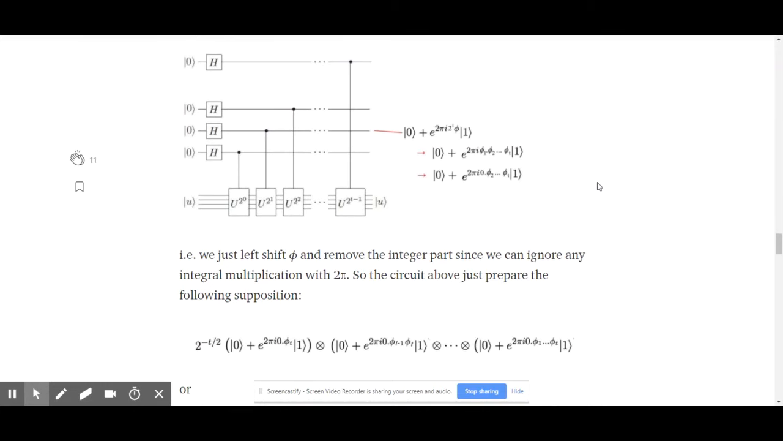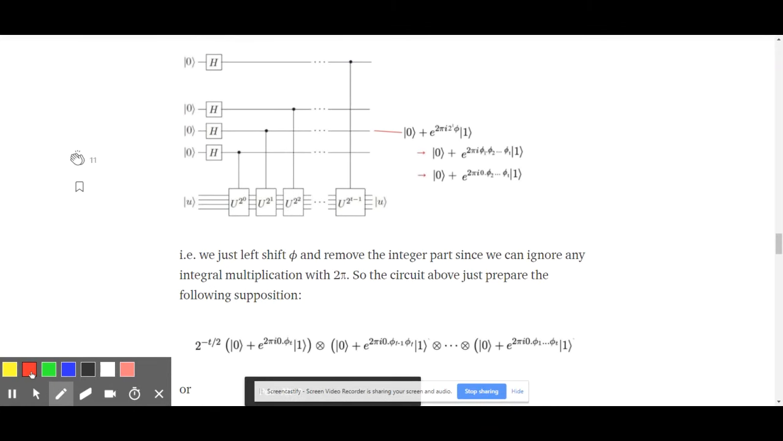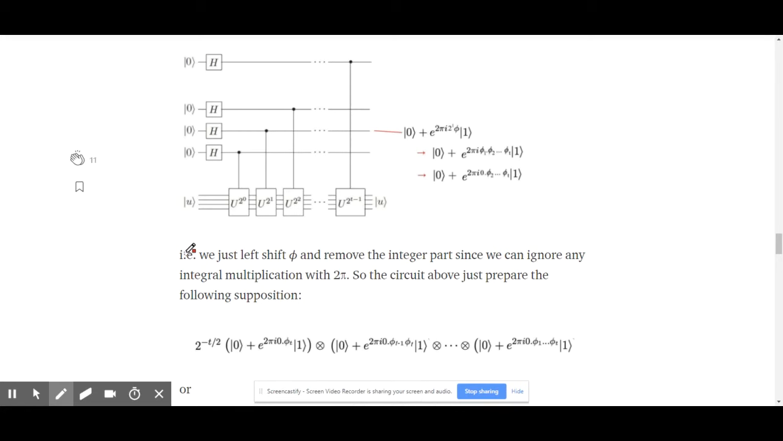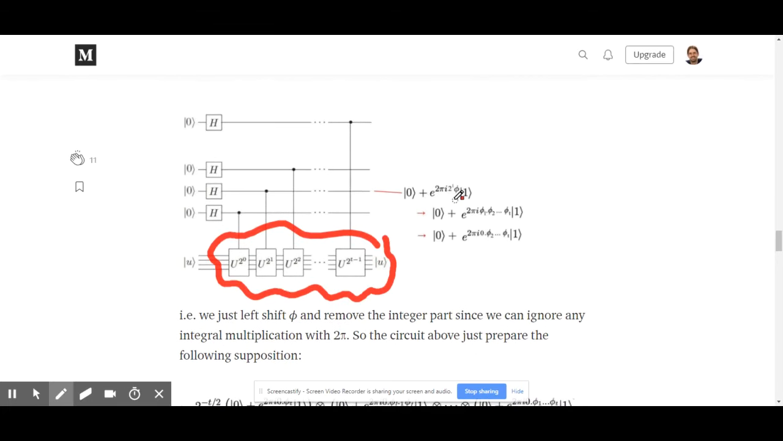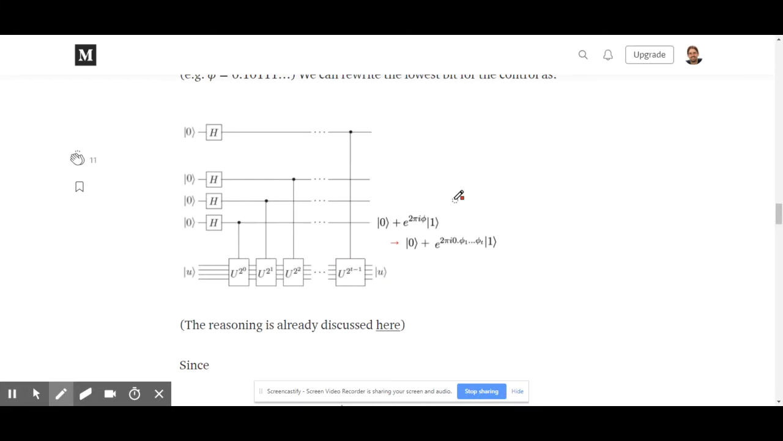My goal today is to understand, within the phase estimation thingy, what these are, like how to come up with these. I don't fully understand the whole thing yet.